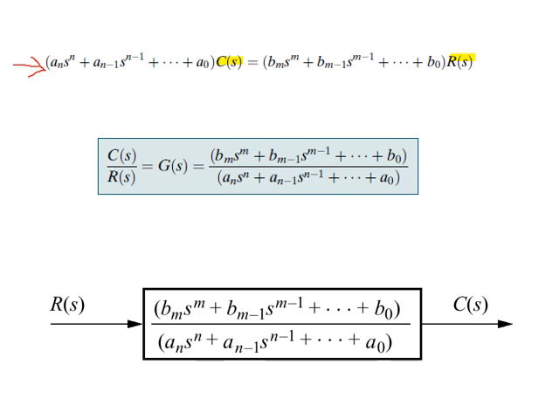Okay, lastly we have a block representation of the transfer function. In the previous slide, we had a system with input r of t, output c of t. Now this is represented in the Laplace domain as a block diagram with input R of s, output C of s, and the system is represented by transfer function G of s, whose numerator has highest power of m and denominator has highest power of n. So this is our transfer function for an nth order linear time invariant system.